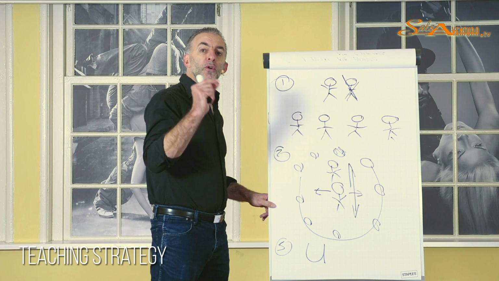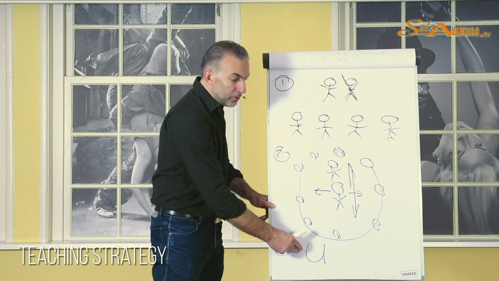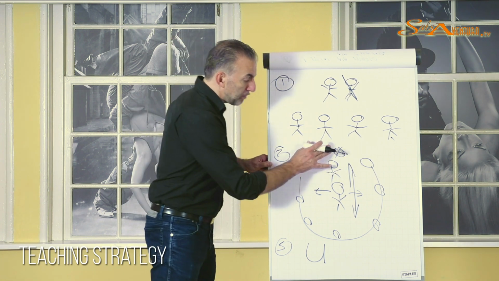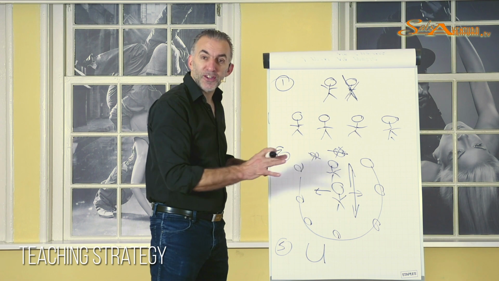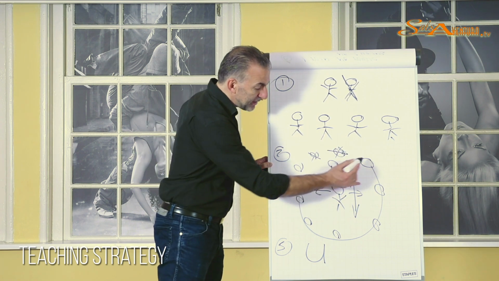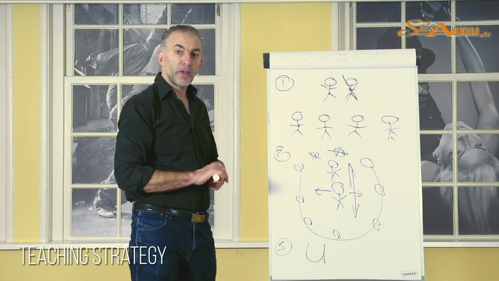Now there is also a third option, and the third option is what we call the U. Now imagine that you take those people away, or you place them on the side. You're not going to take them away, of course, but you place them on the side. Then when you are standing like this, you actually have the letter U. And some teachers prefer this.